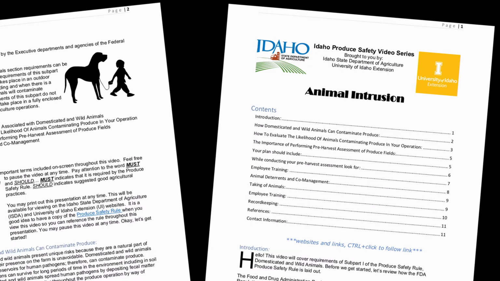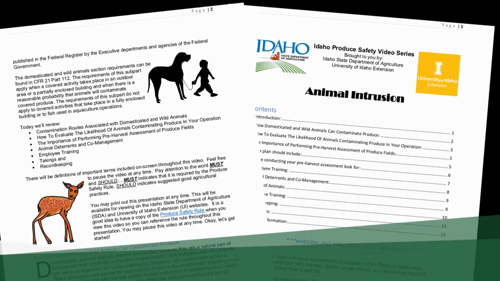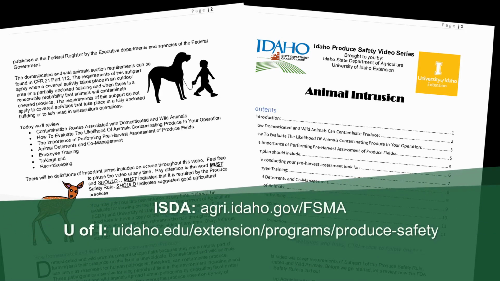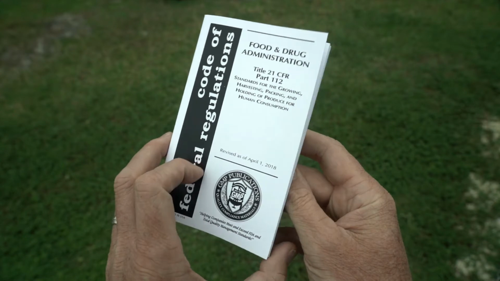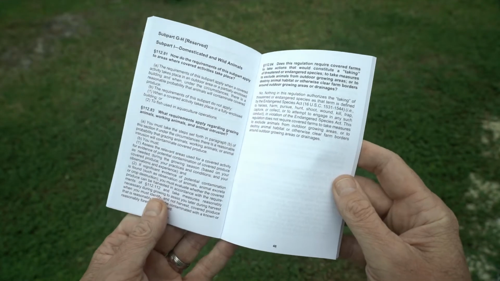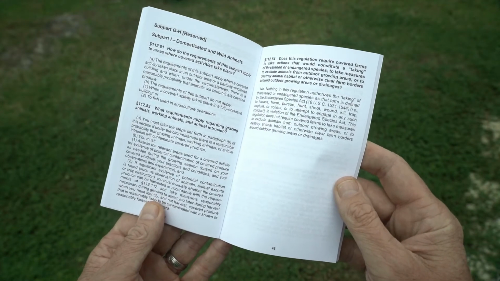You may print out this presentation at any time. This will be available for viewing on the Idaho State Department of Agriculture and University of Idaho Extension websites. It is a good idea to have a copy of the Produce Safety Rule when you view this video, so you can reference the rule throughout this presentation. You may pause this video at any time. Okay, let's get started.